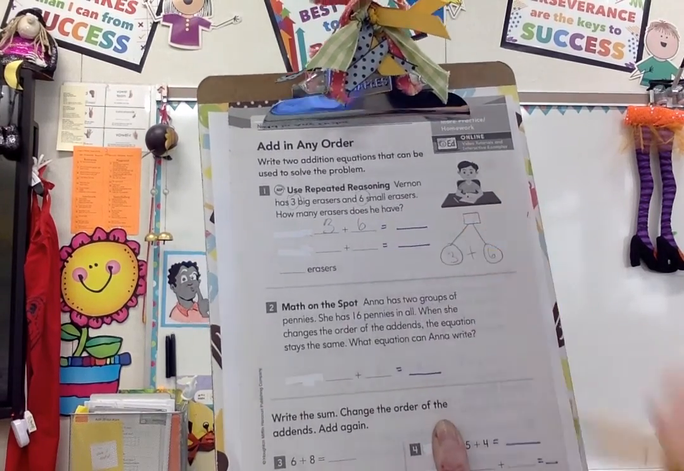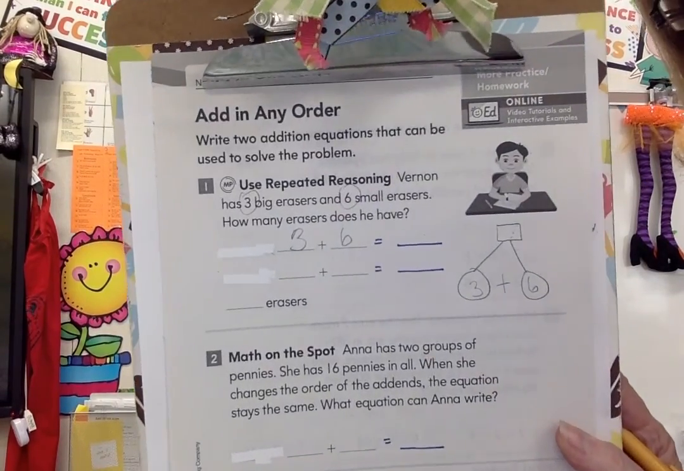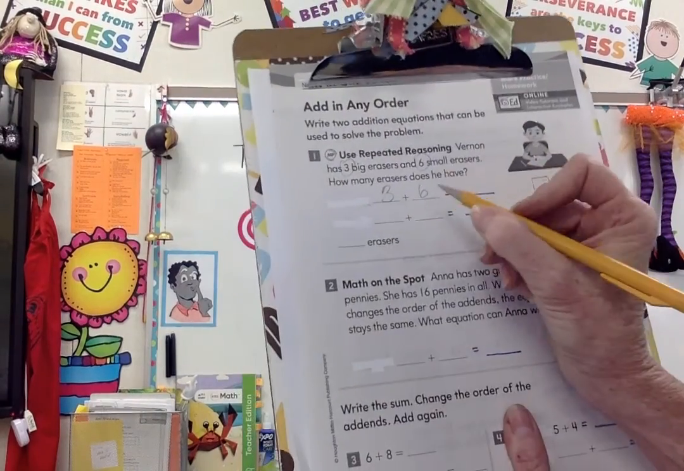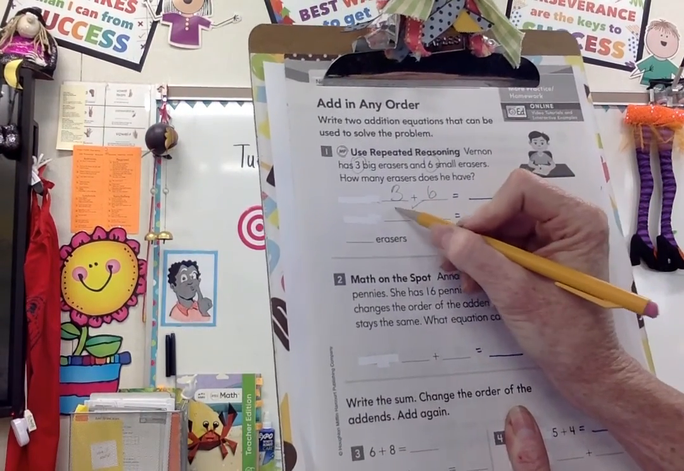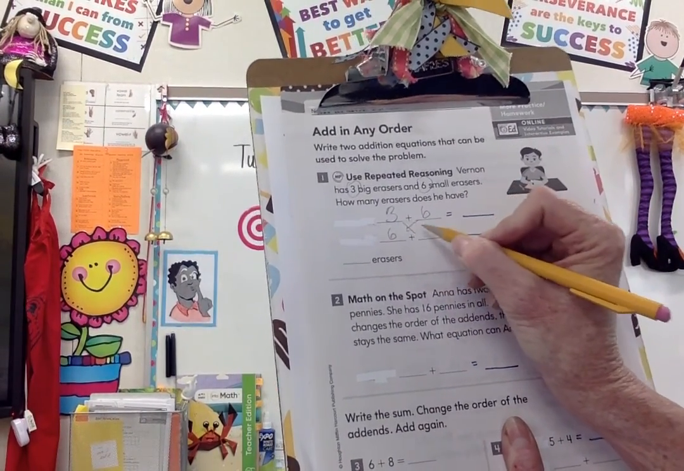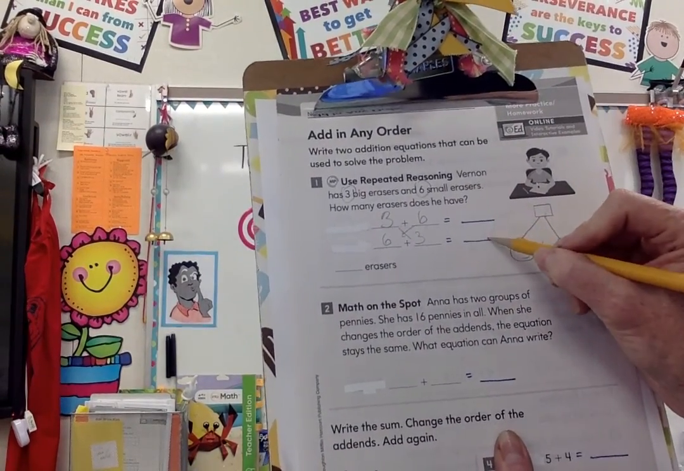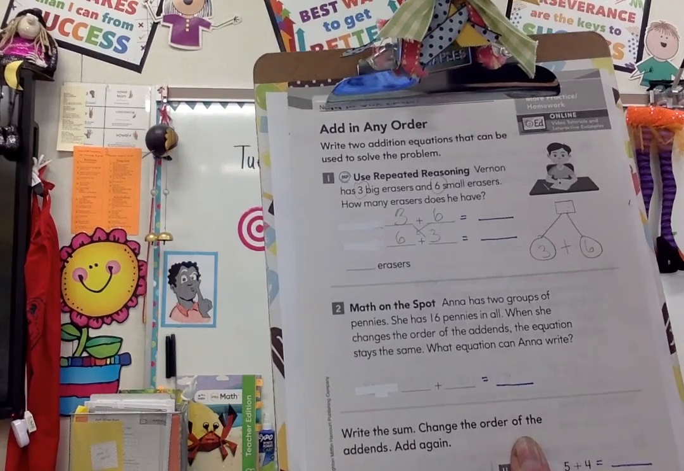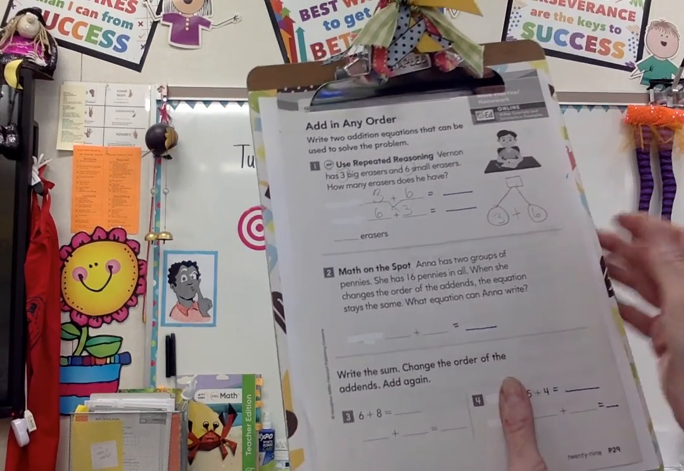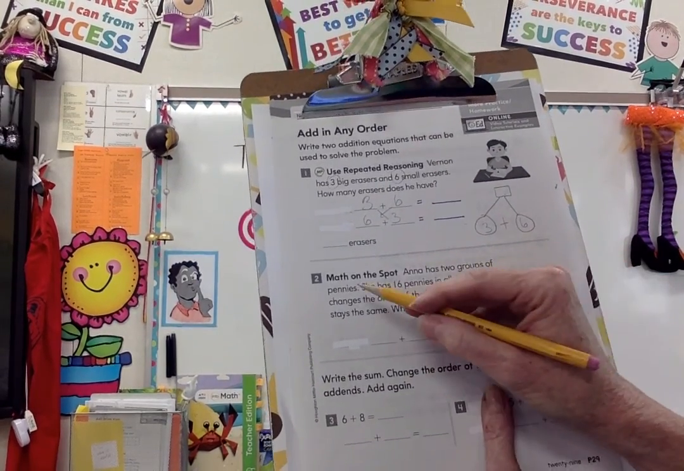Then I'm going to flip-flop it just for fun. Can you see that okay? Then I'm going to flip-flop it. I'm going to change places. 6 plus 3 and get the same answer. I need to write my sum here and here as well. Okay? Same thing here.